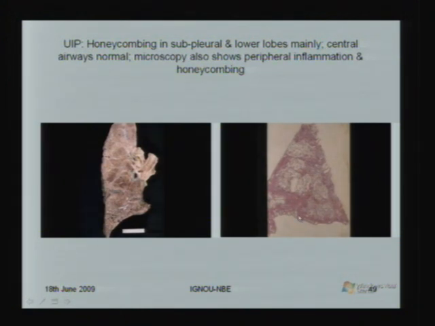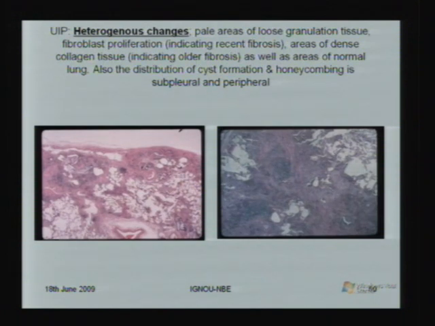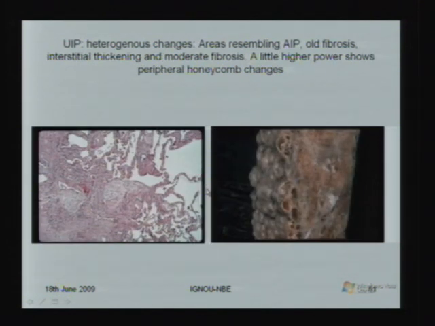The microscopy also shows the peripheral inflammation and honeycombing. The UIP pattern shows heterogeneous changes with pale areas of loose granulation tissue, fibroblast proliferation, areas of dense collagen tissue, as well as the areas of normal lung. Also, the distribution of cyst formation and honeycombing is subpleural, as you can see in both these slides. The heterogeneous areas resembling acute interstitial pneumonia have also been described. A little higher power shows the peripheral honeycomb changes.